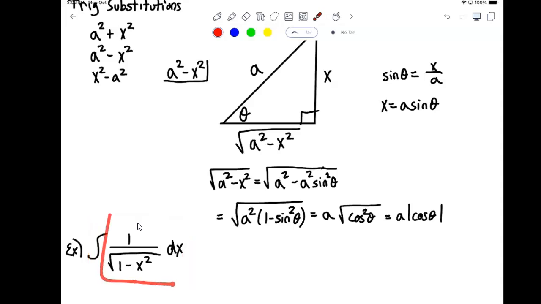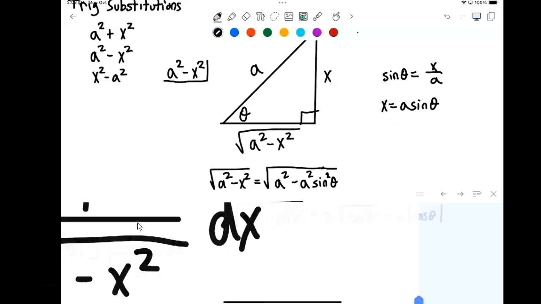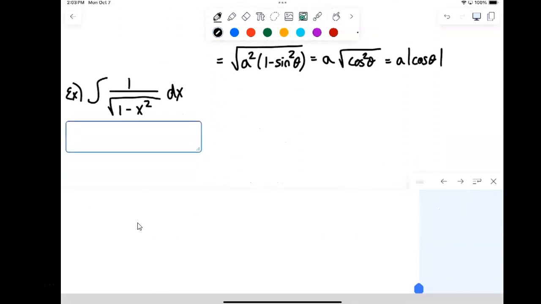The 1 minus x squared square root is actually just the derivative of the inverse sine. So the antiderivative of this stuff is the inverse sine. But let's see how this substitution idea plays through here. So we begin by making the substitution.